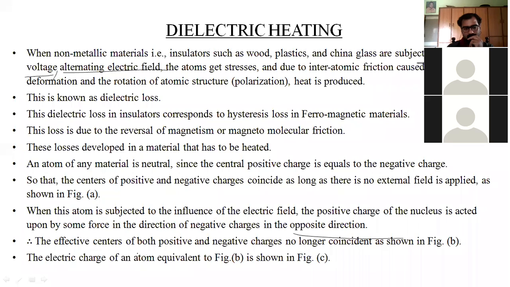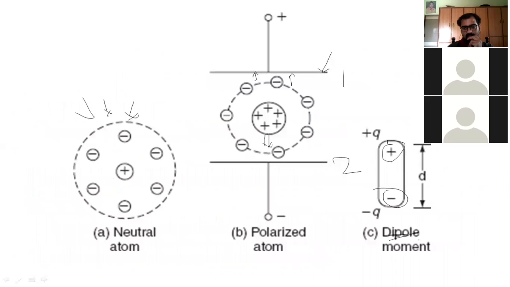So the effective centers of both the positive and negative charges are no longer coincident. Why? Because here we are applying higher voltages. Due to that force, they do not maintain coincidence of the centers of positive and negative charges. So the equivalent charge distribution of the atom has been shown in this figure. That is nothing but a dipole moment.